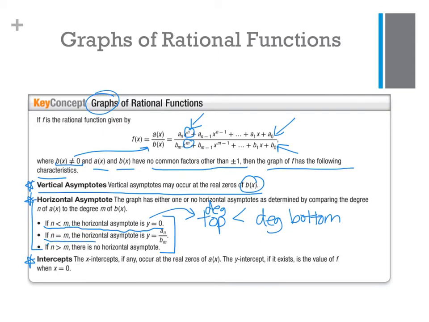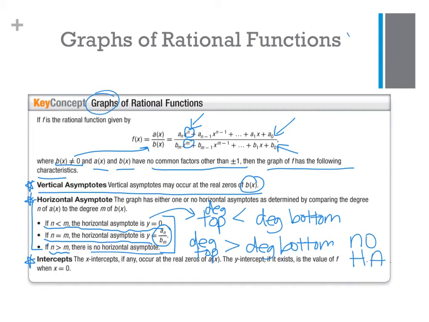If n is equal to m, we divide the coefficients of the highest degree terms, which we've done a couple times now. And then if the degree on top is greater than the degree on bottom, then there is no horizontal asymptote. Okay? So if I had an x cubed function divided by an x squared function, this degree is 3, this degree on bottom is 2, and when the degree on top is greater than the degree on bottom, there is no horizontal asymptote for the function.